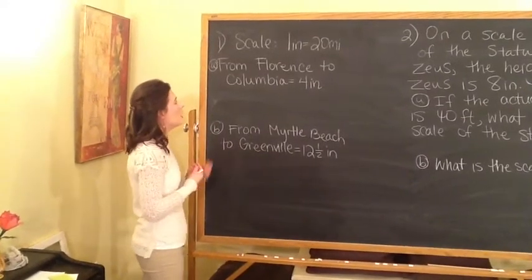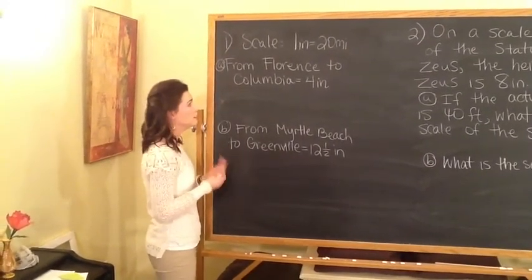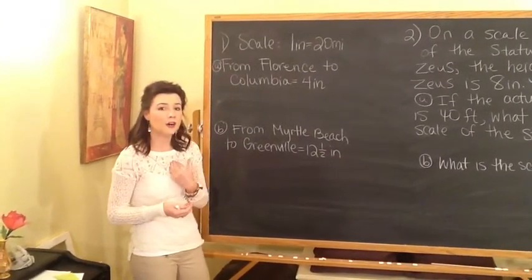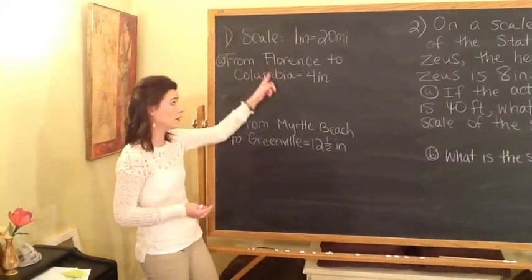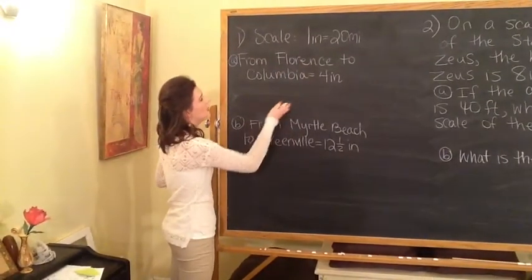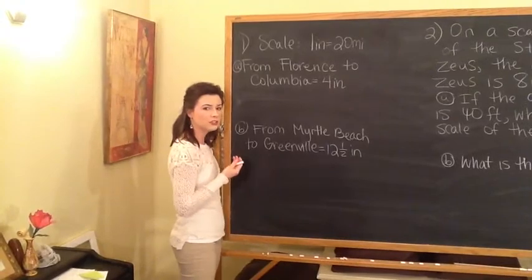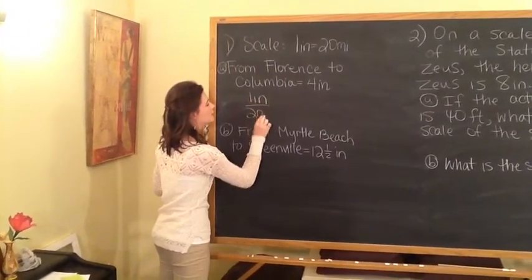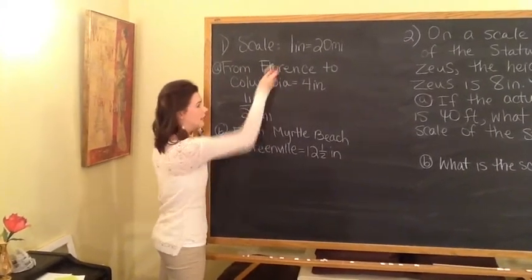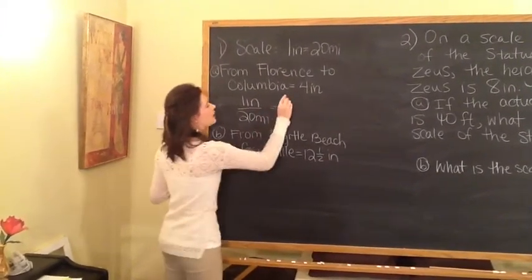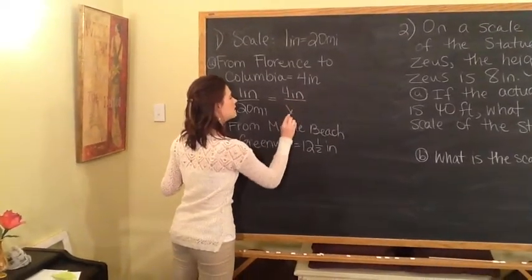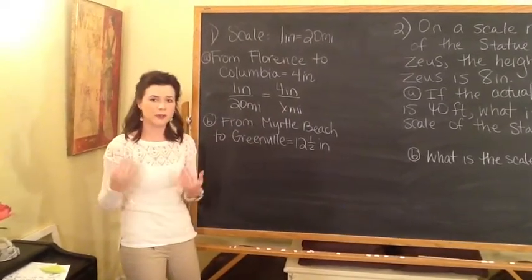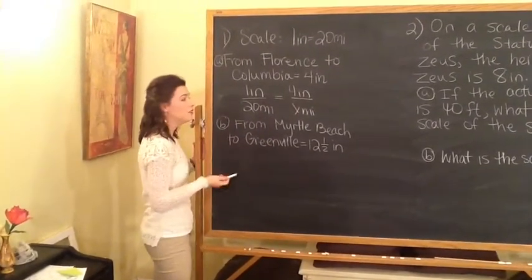Letter A: the distance from Florence to Columbia is 4 inches. What we're going to find is how far it really is between Florence and Columbia. So we're going to use proportions like we did in our last lesson. We have 1 inch equals 20 miles, like our scale says, equals 4 inches for x miles. We're going to solve that for the missing part of our proportion like we did in the last lesson.